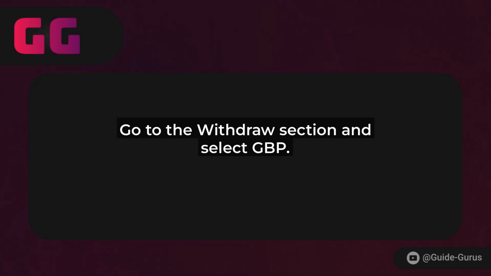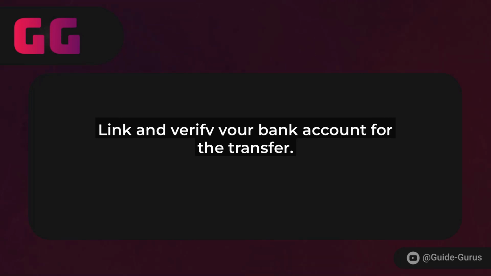Step 2. Once you have GBP in your account, navigate to the Withdraw section. Select GBP as the currency, choose your linked bank account, make sure it's verified, and enter the amount. Double-check everything, including the network, it should be for fiat transfers, and hit Withdraw. Processing times are usually 1 to 2 business days, but verify with your bank.